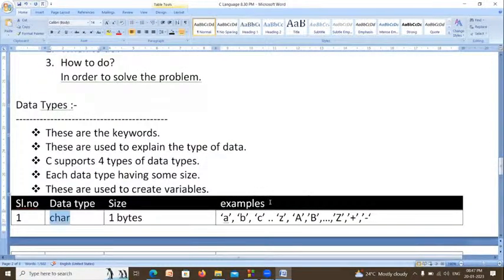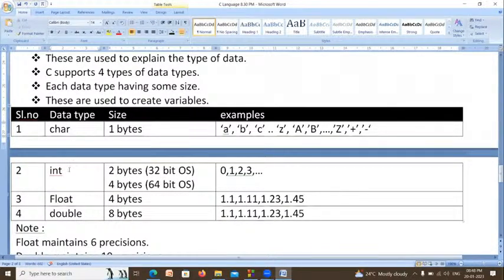So this is about data types. In C language, how many data types are there? 4 types of data types are there. What are those? Character, integer, float, and double. Character means alphabets and symbols. Integer means round numbers. Round numbers are called as integers. Floating point number means it has a decimal point.